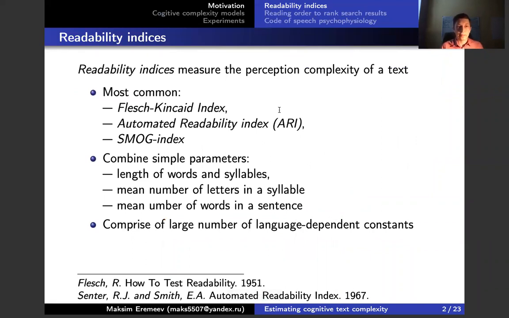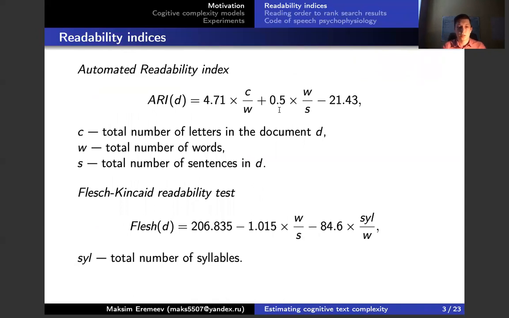Firstly, the complexity estimation techniques were introduced in the form of readability indices. Almost all of them are functions of simple text statistics, such as mean number of words or letters in the text, mean number of letters in a syllable, mean number of words in a sentence, and so on. Therefore, they incorporate a lot of language-dependent constants, so they have to be adapted to every particular language, and overall, they are pretty simple.